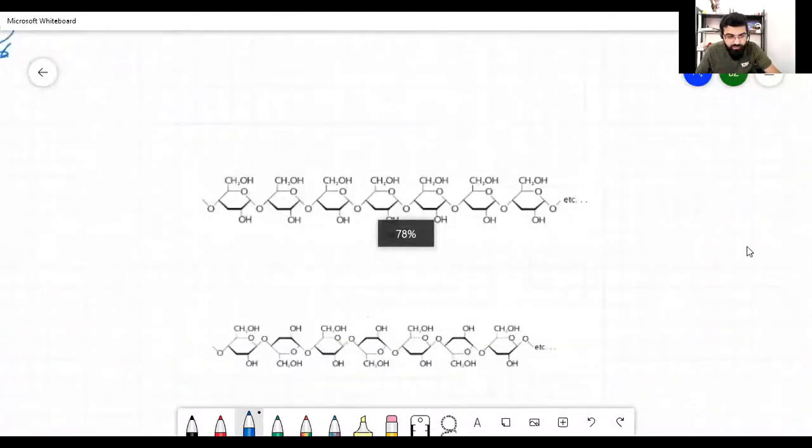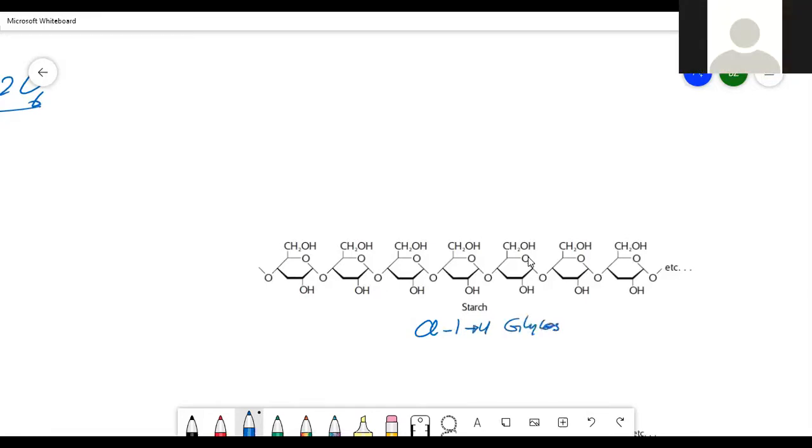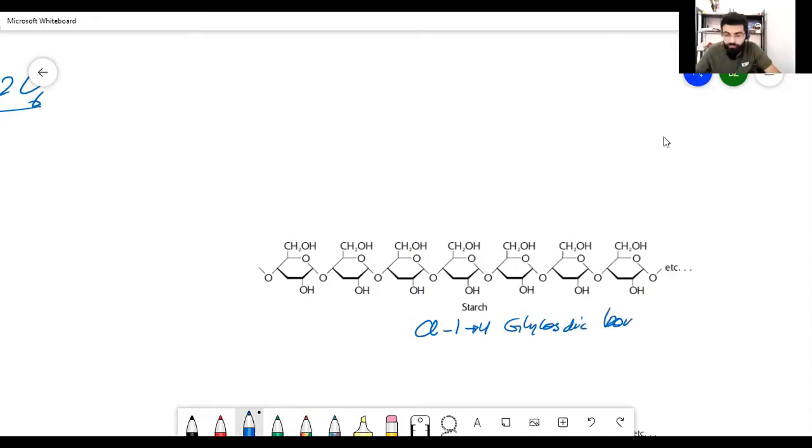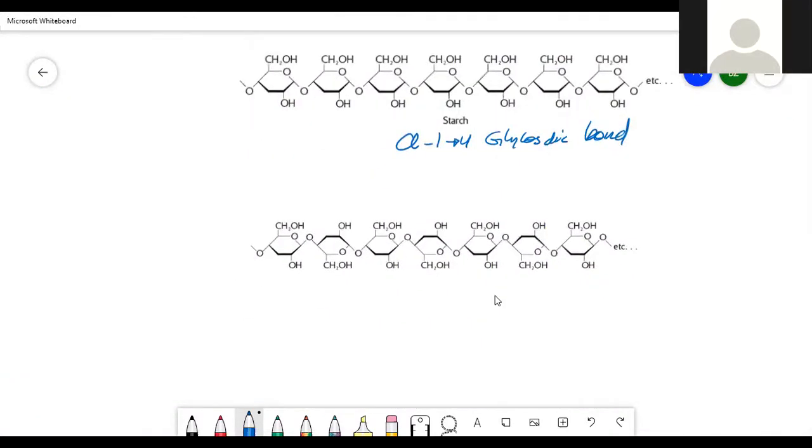Now tell me, this is a starch chain. Is it an alpha or beta chain? Alpha. Oxygen is on top, up, up, up. Excellent. So this is an alpha 1 to 4 glycosidic bond. What about the next one? The next one. Okay, there you go.